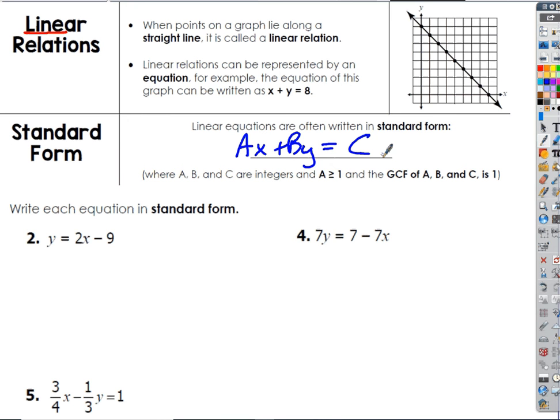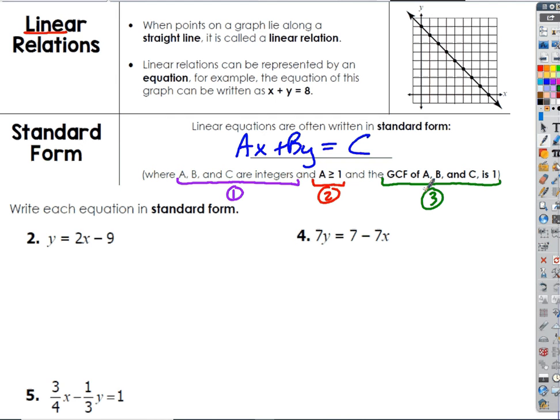So that's it. Now there are 3 rules about what values the A and the B and the C can have, how we have to write those. Okay, the first rule is that they have to be integers. Rule 2, A has to be positive, can't be negative. And then the last one is the one that people are probably the most likely to forget about, and that is that the greatest common factor of A and B and C has to be 1.